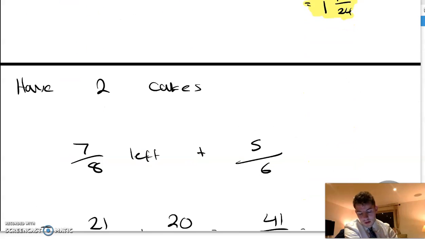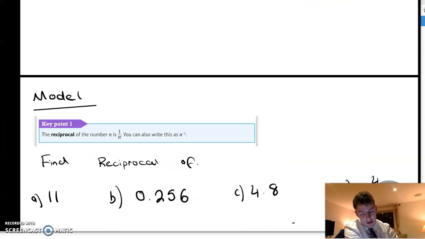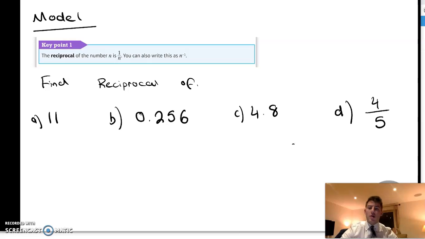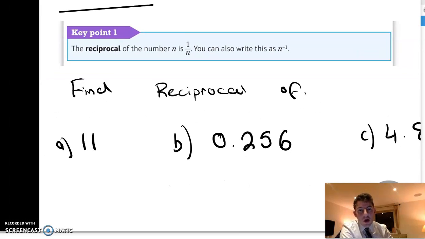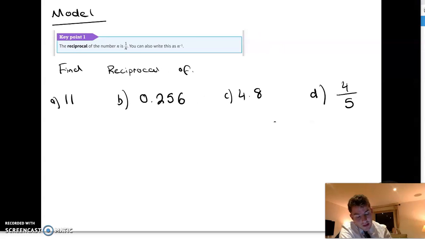Okay, so in your book, that was me doing the answer earlier. In your book, you put model, and you're going to write underneath it, key point: the reciprocal of the number n, so any number, is 1 over n. Or you can also write that as n to the minus 1. Okay, so what does that mean? Let's find the reciprocal of these numbers.